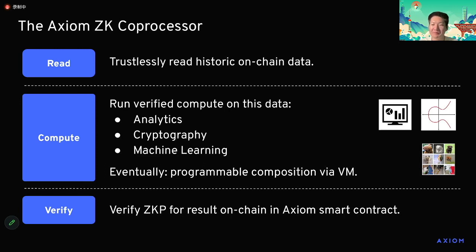Finally, after the read and compute steps are done, we come to a result, and we always pair that result with a zero-knowledge proof that the result was computed in a valid way. So we verify that proof on-chain in an Ethereum smart contract, and then deposit the result for your contract to use.